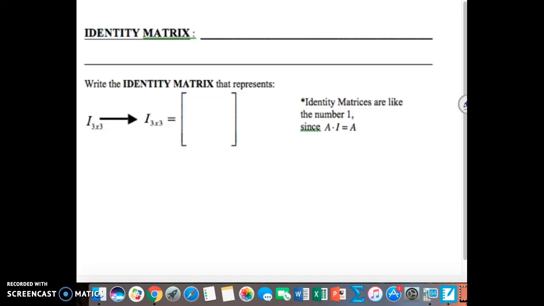This is Ms. Steele's Precalculus Section 9.6 notes. We're going to be discussing the inverses of matrices and matrix equations. We're going to start with the definition of an identity matrix.